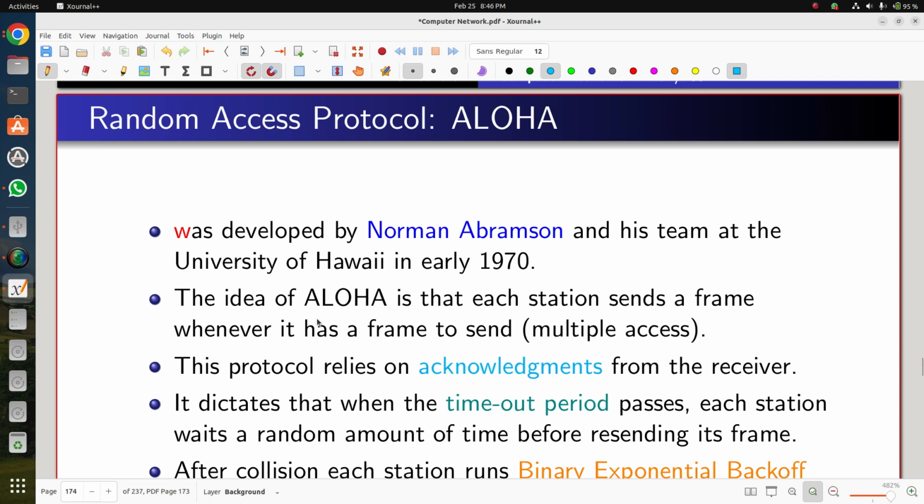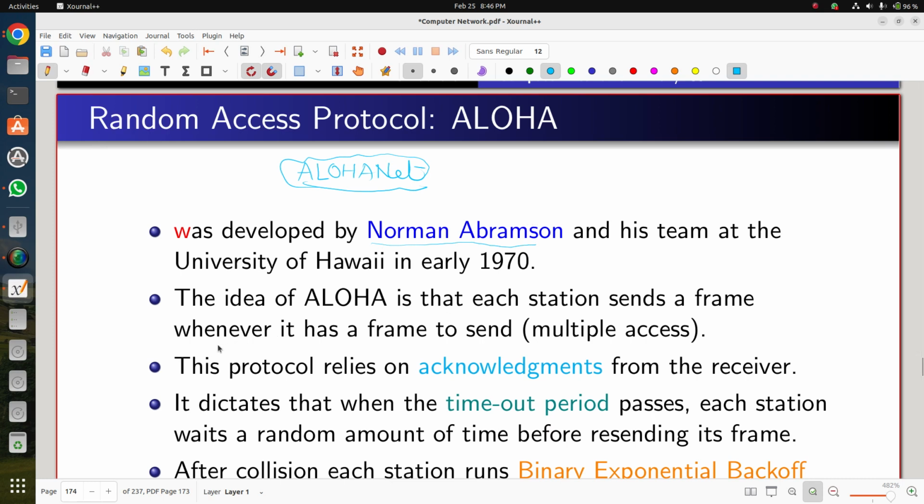Using this protocol Aloha, he developed a computer network, or you can say a kind of LAN technology, that was named AlohaNet. The network that used Aloha was AlohaNet, and it was developed by, as I already told you, Norm Abramson and his team.